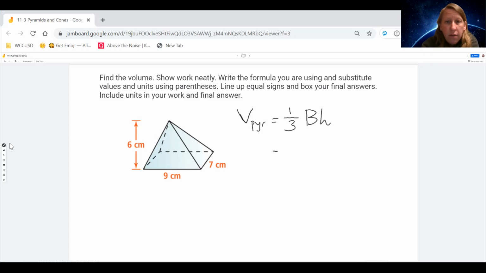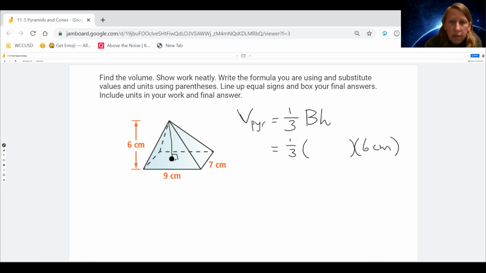And the height of the pyramid, I'm going to do that first. I think I'm going to do the base area off to the side. The height of the pyramid is the distance from the base to the apex. It's that perpendicular distance. Sometimes they draw it inside. So the height of this pyramid is 6 centimeters.